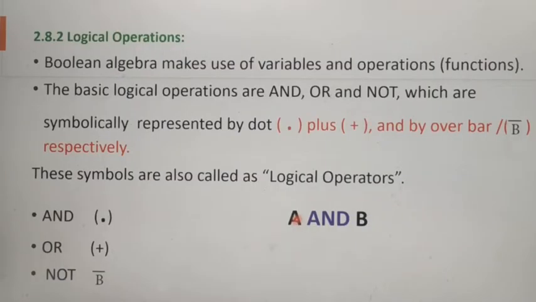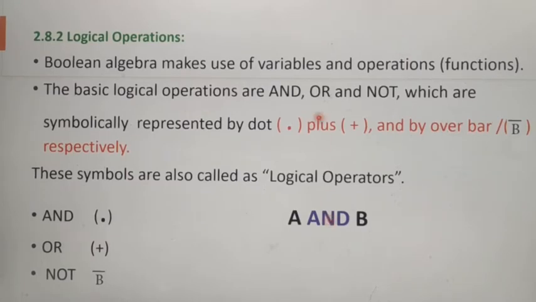Let's see here logical operations. Boolean algebra makes use of variables and operations. These operations are also called functions. Let's see an example. A AND B. Here A, B both are Boolean variables or logical variables. Here AND is our logical operation.